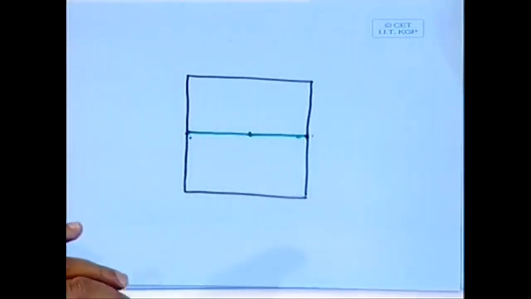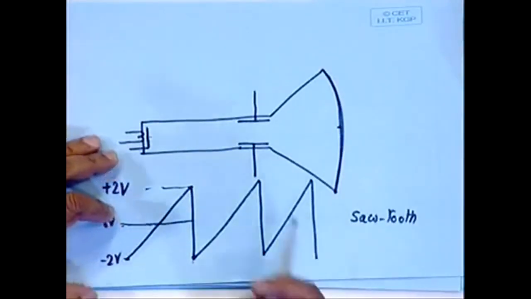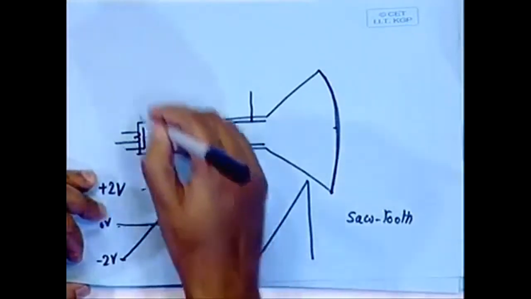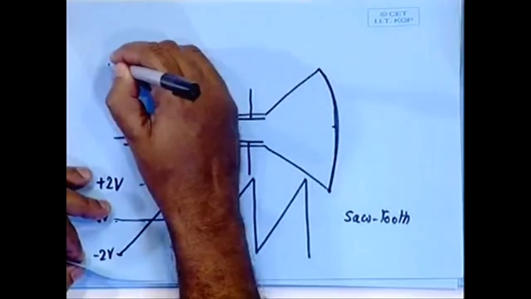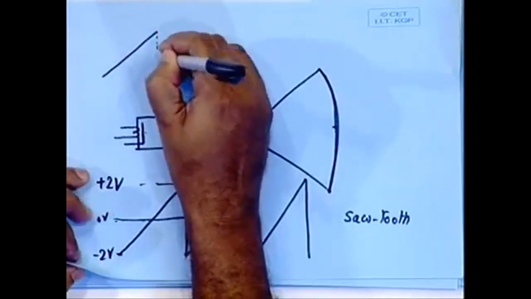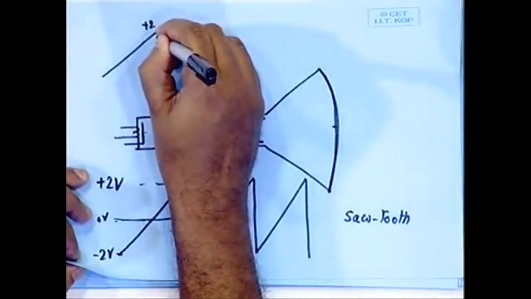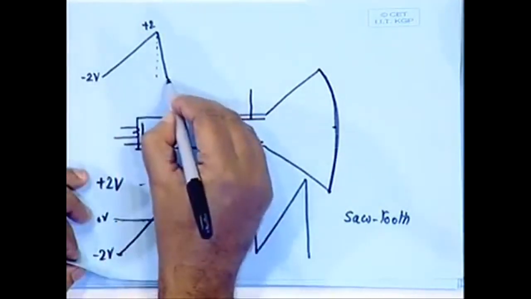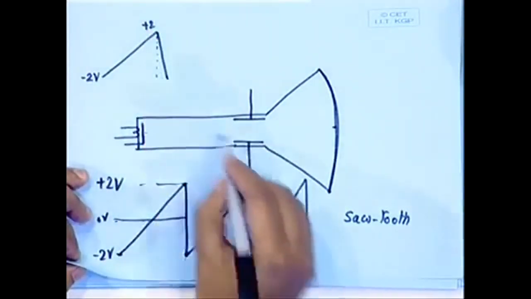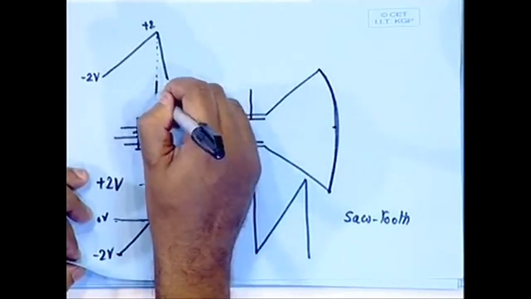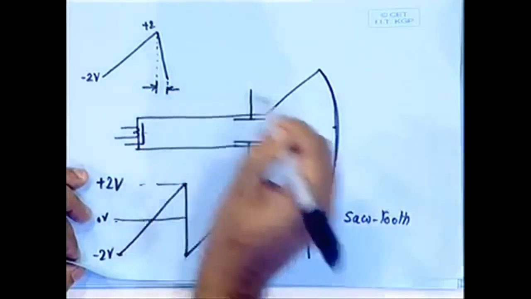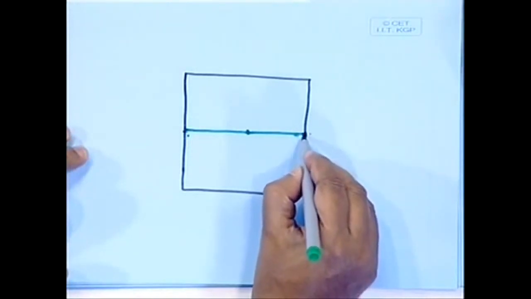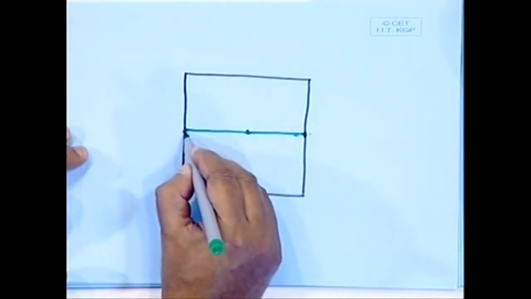But what happens is that in practice it is very difficult to generate such a sharp fall. No matter how good the electronic circuits you may try out, there will be some finite time. Like I may have that up to plus 2 volts it goes like this, and then maybe a few microseconds or so it takes to come down from plus 2 volts to minus 2 volts. Then that finite time, however small it may be, you will observe as if the electron beam, while retracing, leaves a faint trace behind.